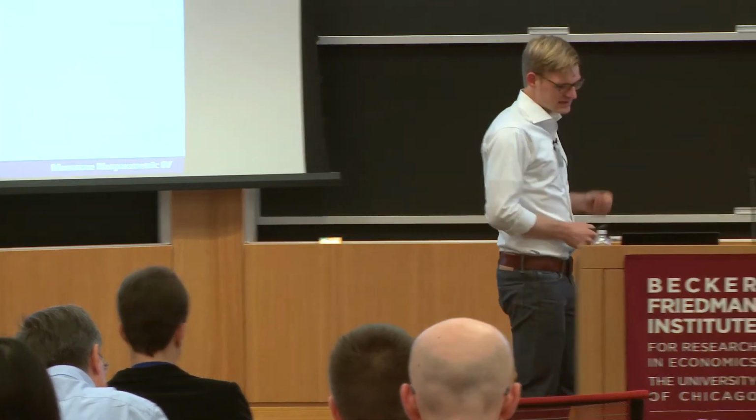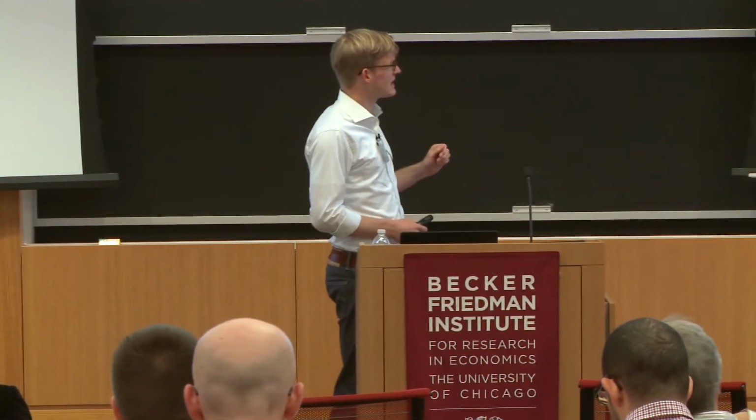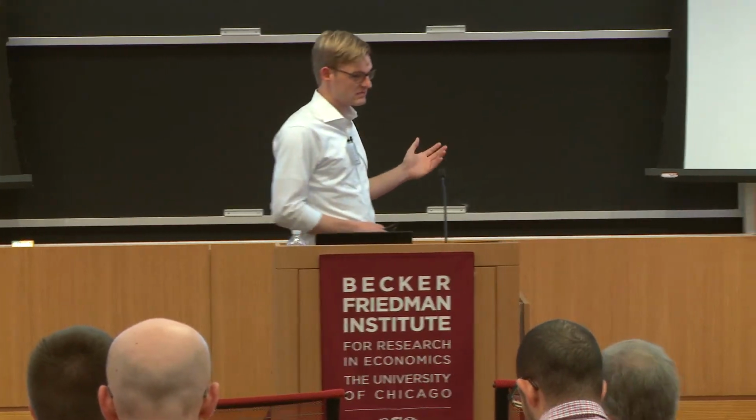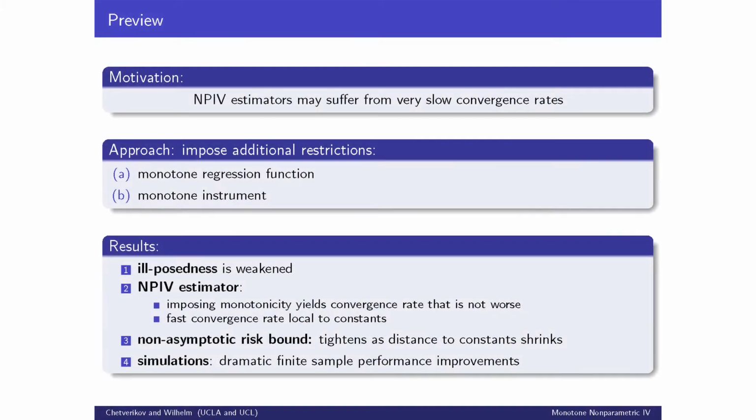And we think that there's at least one main reason why that might be the case: non-parametric IV estimators are known to possibly suffer from very, very poor performance, in the sense of having slow convergence rates. We're trying to see whether we can do something about this and perhaps make these non-parametric IV methods a bit more attractive to applied people.